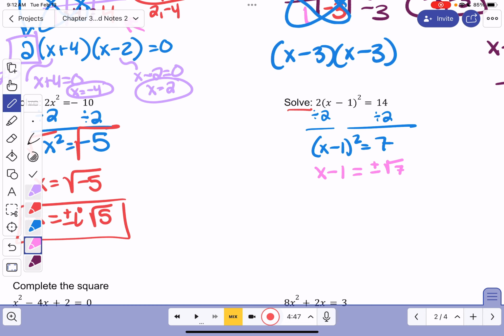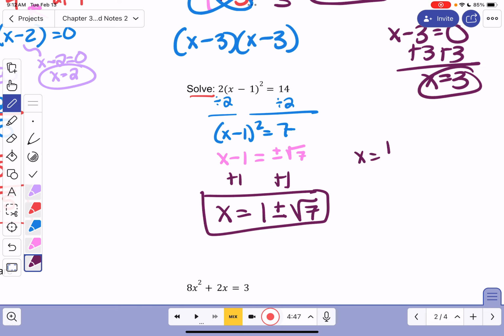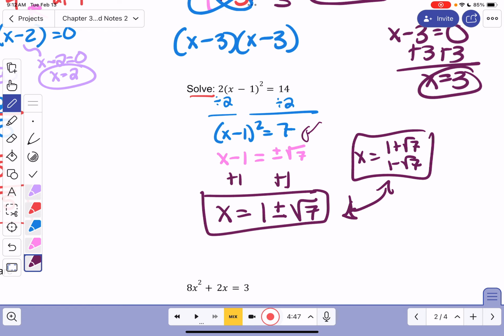I'm going to add 1 to get the x alone. So x equals 1 plus or minus root 7. That's one way to write that. You could write them separate: 1 plus root 7, 1 minus root 7, because you always have a positive and a negative when you take the square root. That's what happened here. But either of these is the same thing and an appropriate answer.